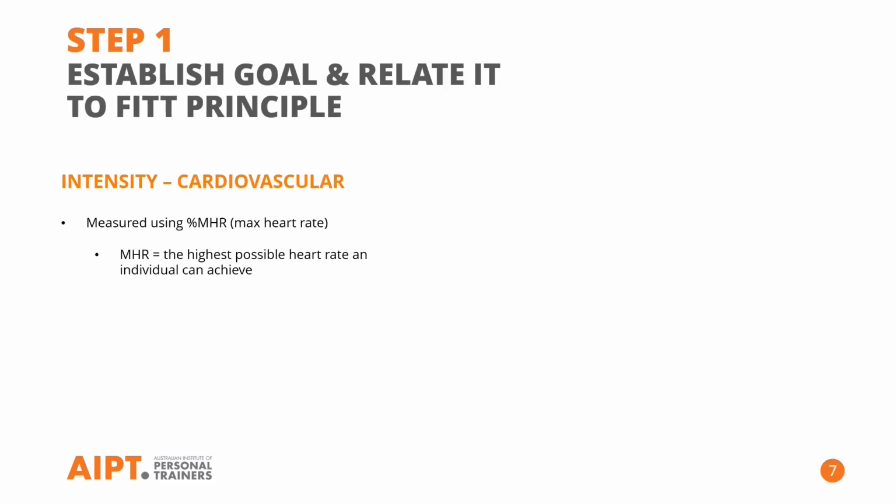So now we've had a look at intensity for resistance training, we'll have a look at cardiovascular intensity now. Cardiovascular intensity is measured or programmed using percentage of maximum heart rate, and we abbreviate that down to percentage MHR. And all this means is that it's the highest possible heart rate that an individual can achieve.